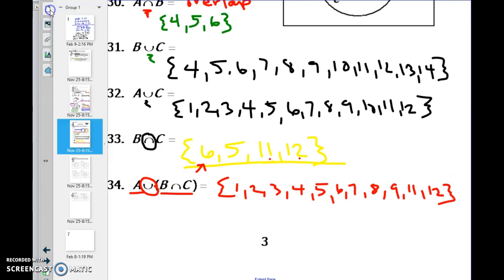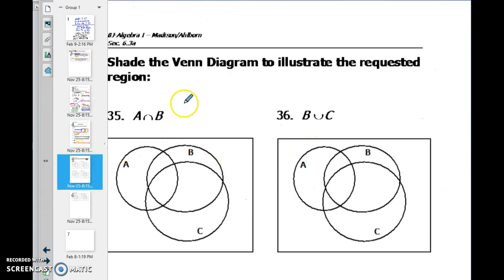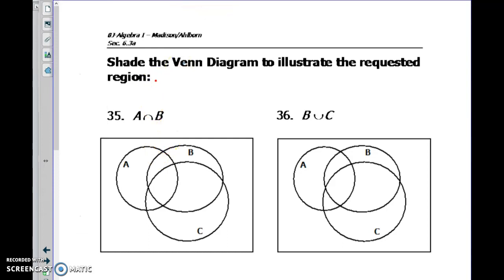Alright, now we're almost finished here. Let's use these Venn diagrams and actually do some more visually. So, shade the Venn diagram to illustrate the requested region.